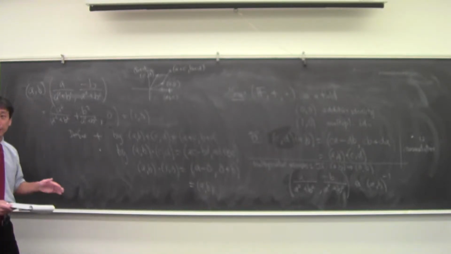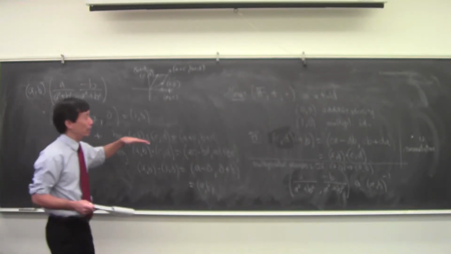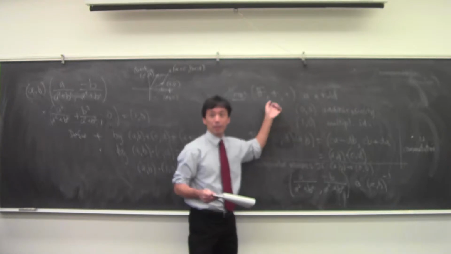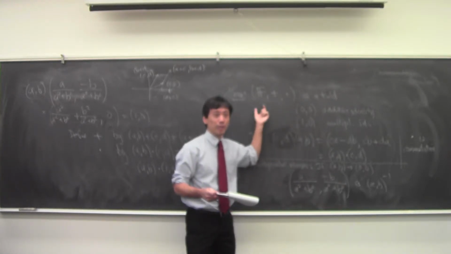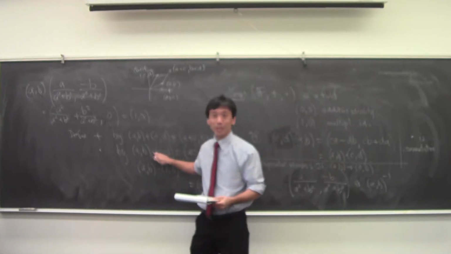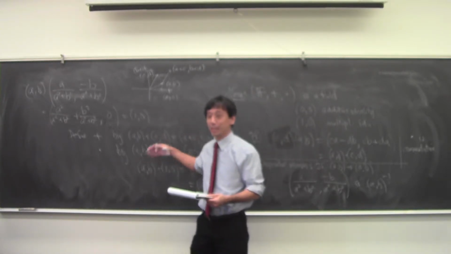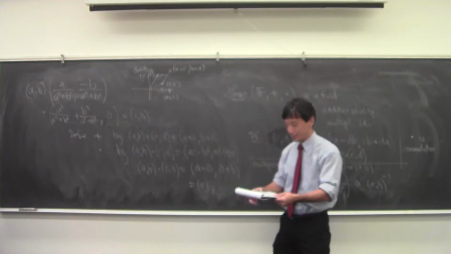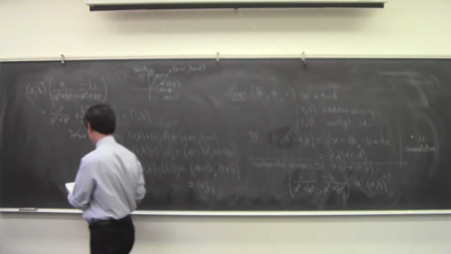So if you take R2 and put on it this addition and this multiplication, then it turns out to be a field. Okay, so it's not particularly exciting.